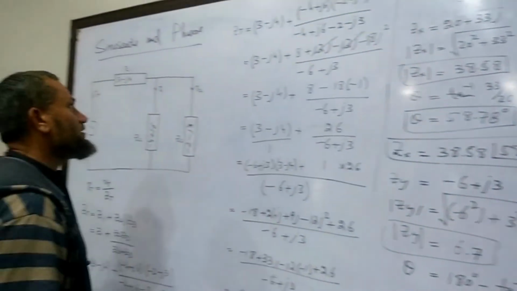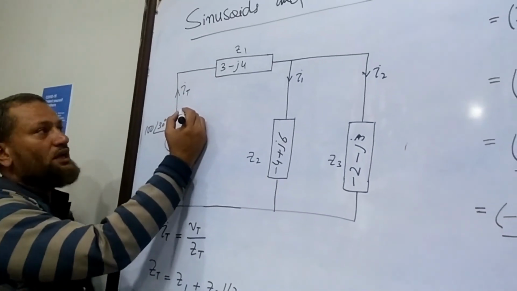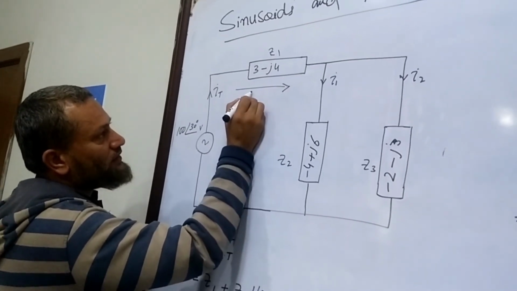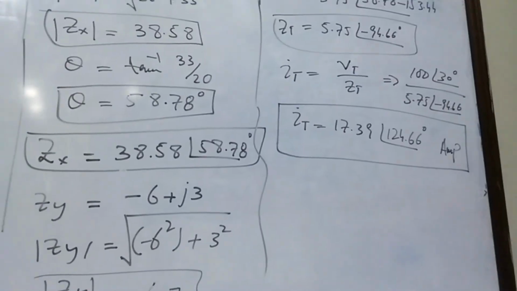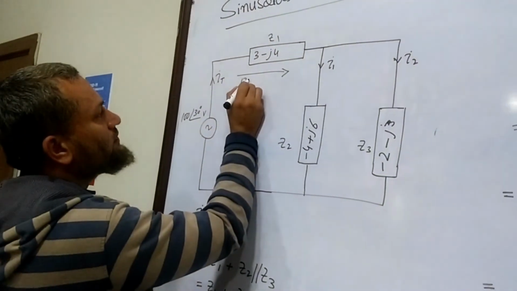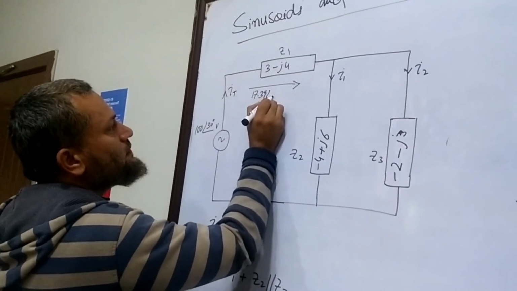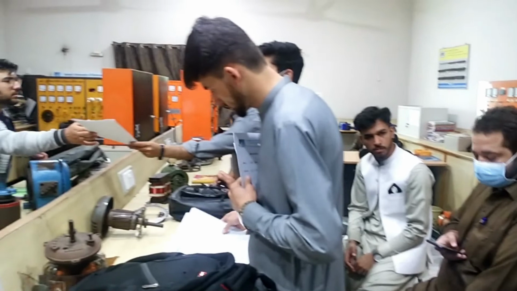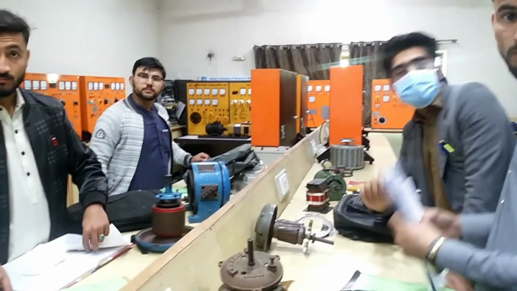So that is the current flowing from this source over here, and this I total is flowing through Z1. How much is this one? 17.39 at angle 124.66.